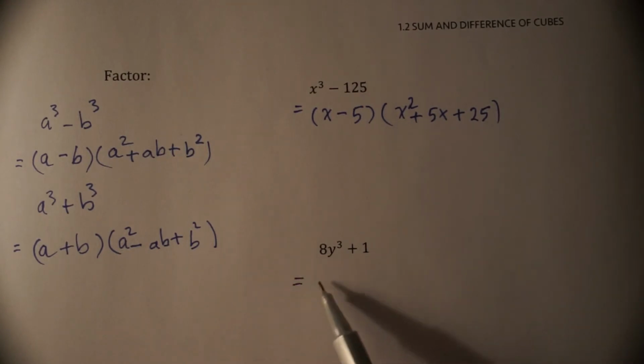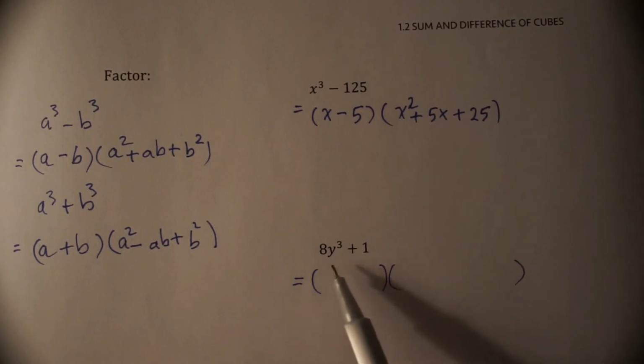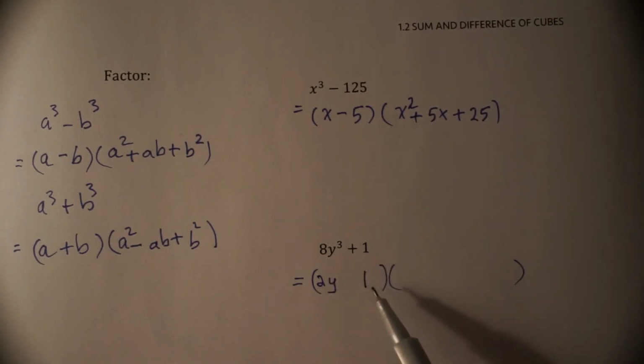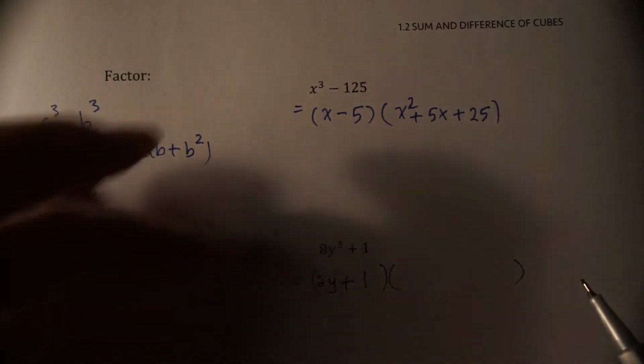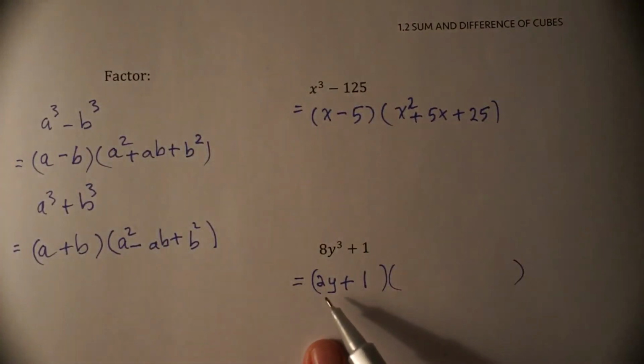So I'm going to put my equal sign, my small bracket and my bigger bracket. And in the small bracket, I take the cube root of that, so it'll be 2y. Right, the 8 and the y cubed. Cube root of 1 is 1, and the same sign as I have here, so it'll be a plus. And then I just ignore this one now. Just ignore it entirely. Just looking at this one, I'm going to take this first one, the 2y, and square it.